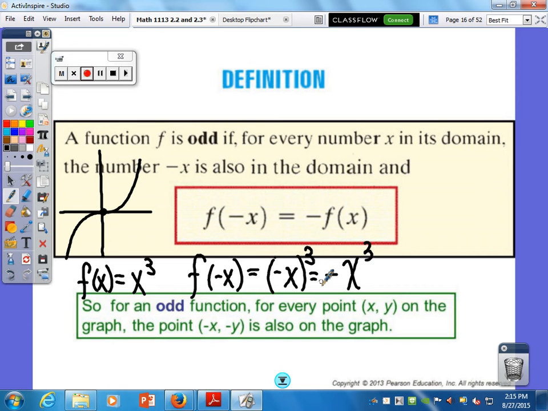So the negative comes outside, and I can actually say it's negative 1 times x cubed, right? So it represents the negative of what we started with. The negative of what we started with. So this one is an odd function. Odd functions are symmetric about the origin. Good. Odd functions are symmetric about the origin.